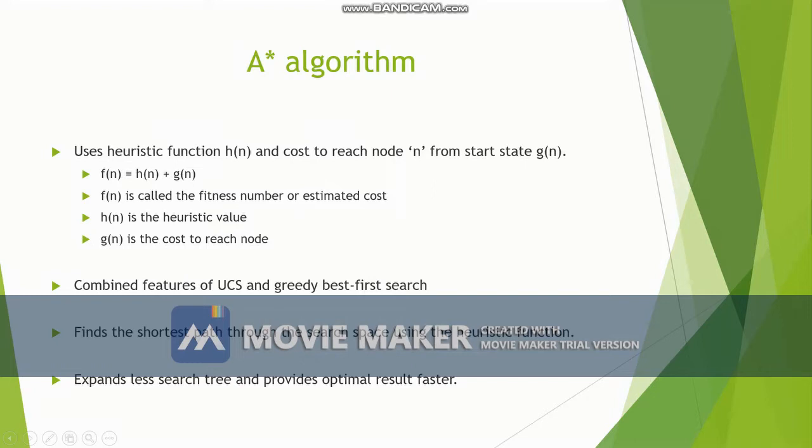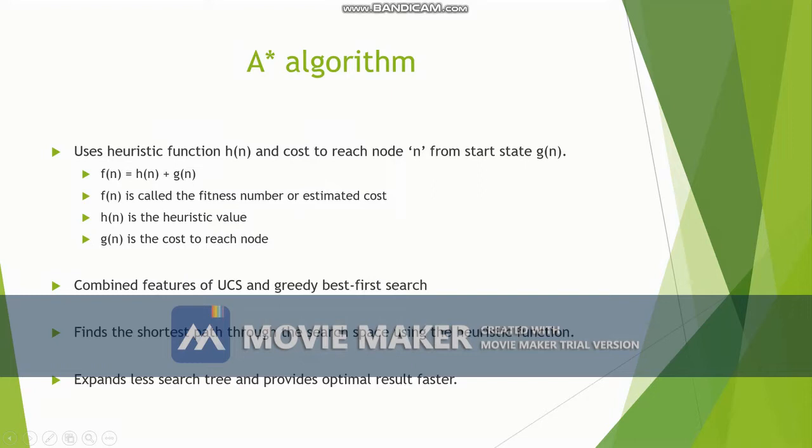Now this A* algorithm uses the combined features of uniform cost search. Uniform cost search is an uninformed search. We have already discussed it in a previous video. So it combines the best features of UCS and greedy best first search. Greedy best first search we have also discussed in a previous video. So the best features of both these algorithms are combined in the A* algorithm.